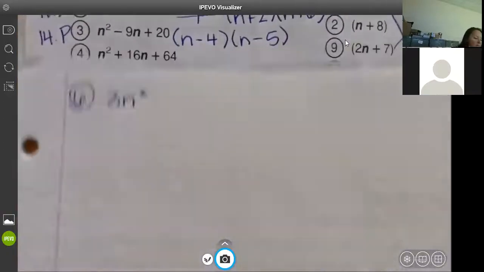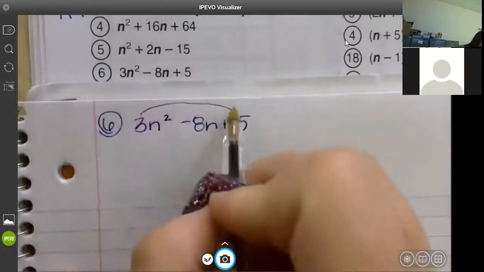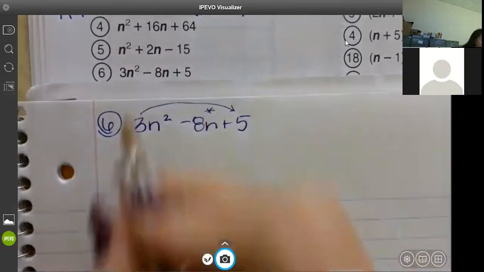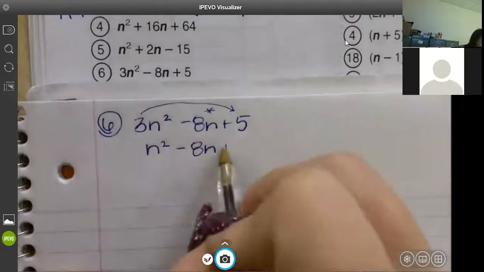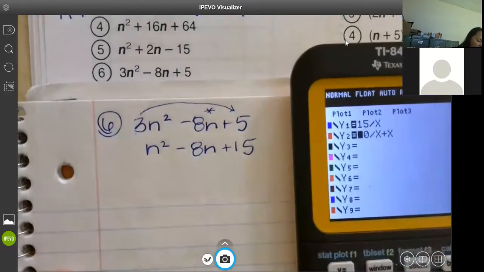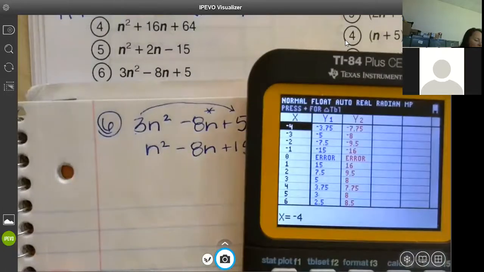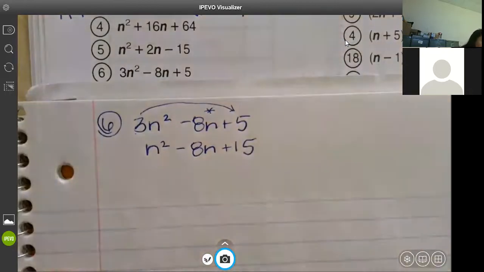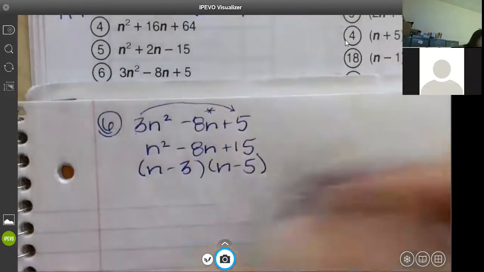So 3n squared minus 8n plus 5. Because I have a number in front, I have to slide it over, and I'm going to multiply it. So that leaves me with n squared minus 8n, and 3 times 5 is 15. Do it just like the other ones. I'm going to put 15 in my calculator, and I'm looking for -8. So where is -8? What are your 2 numbers with -8? -3 and -5. But remember, those are not my factors.